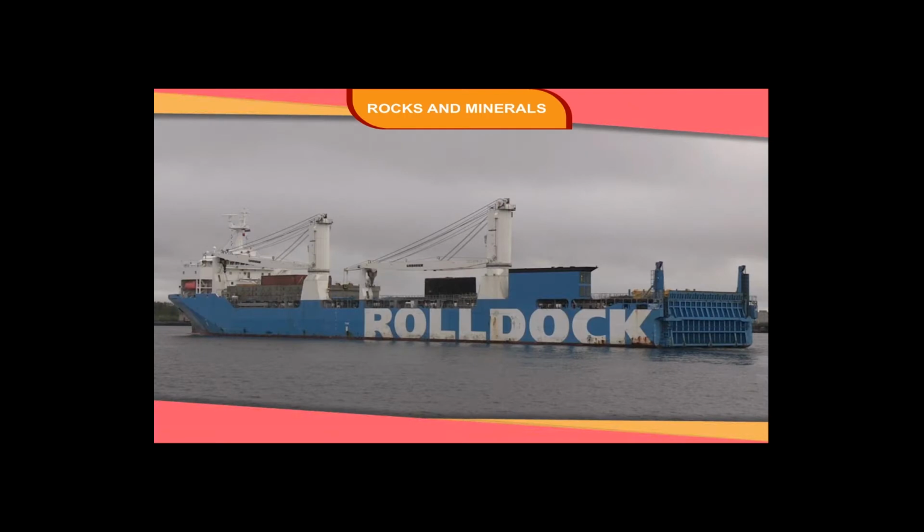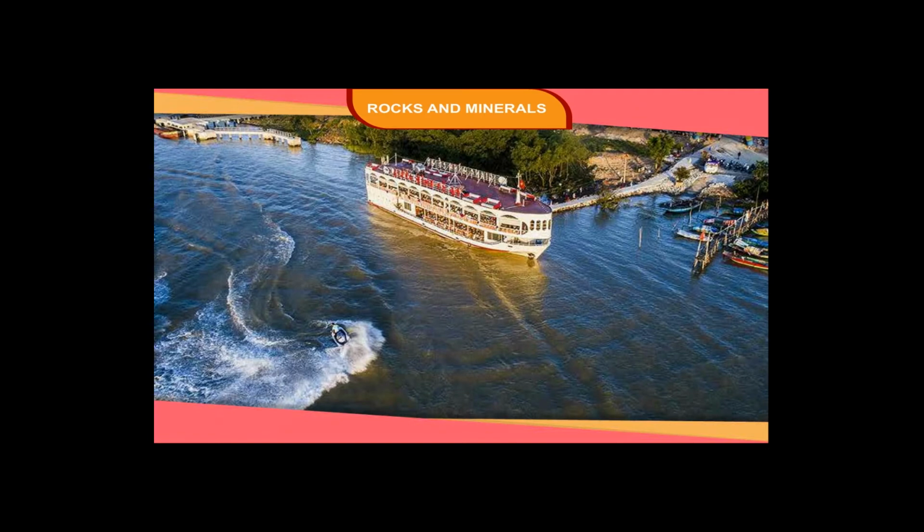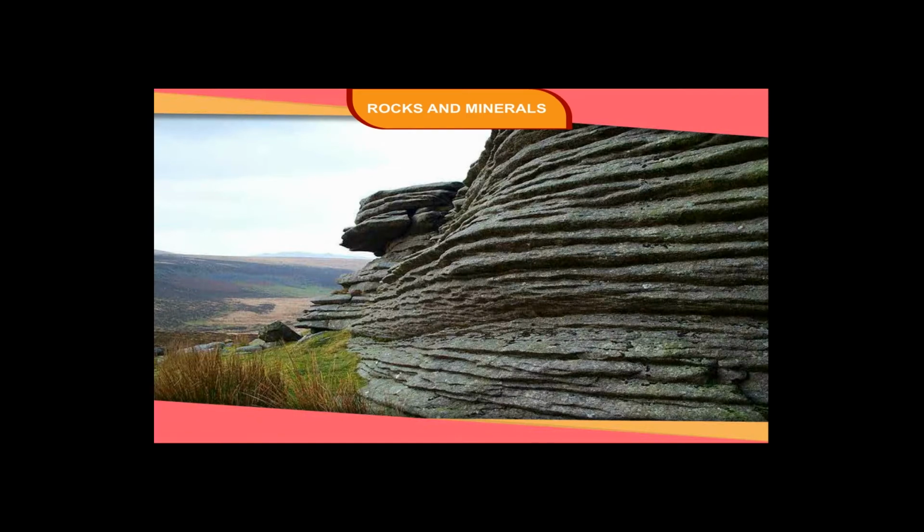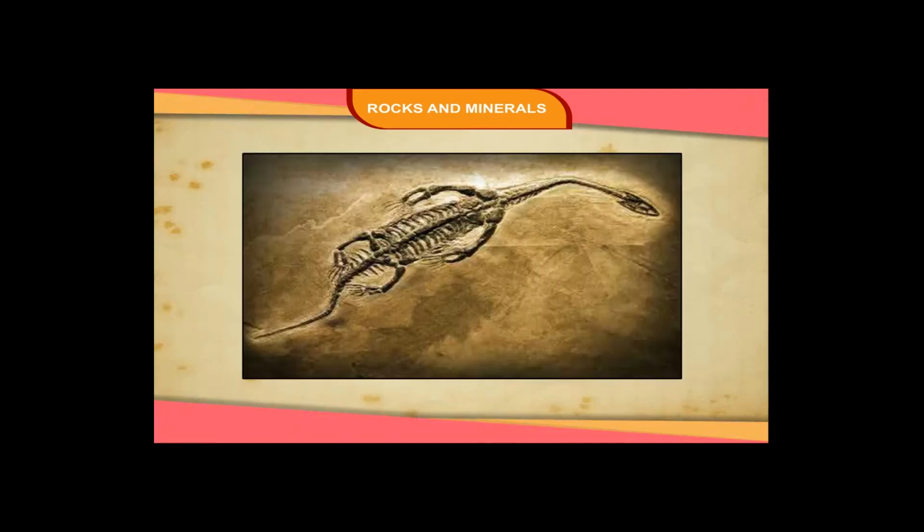These tiny particles are transported by the agents of nature, like rivers or winds, and are deposited at certain places. The deposition of such materials occurs in layers. That is why they are called stratified or sedimentary rocks. These rocks often contain fossils of animal and plant life.